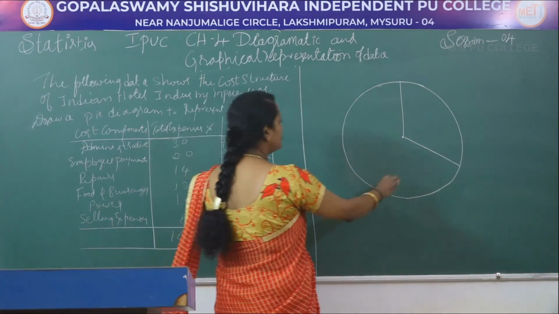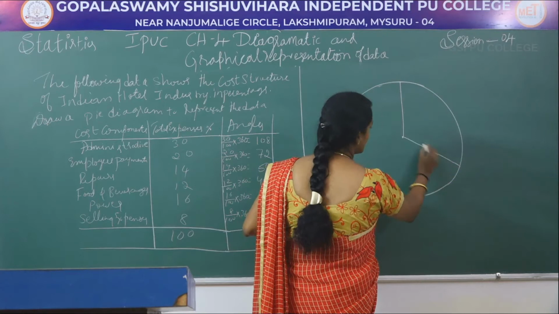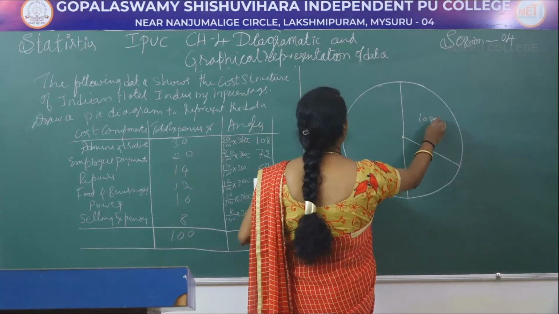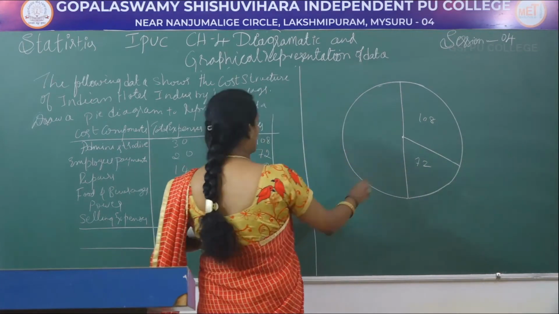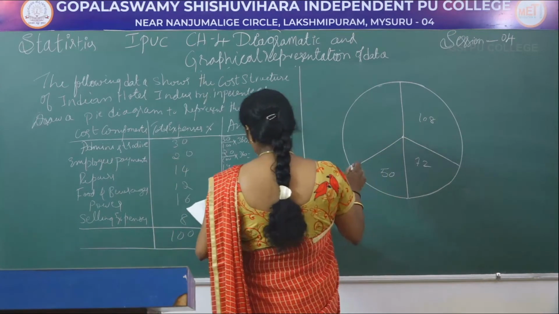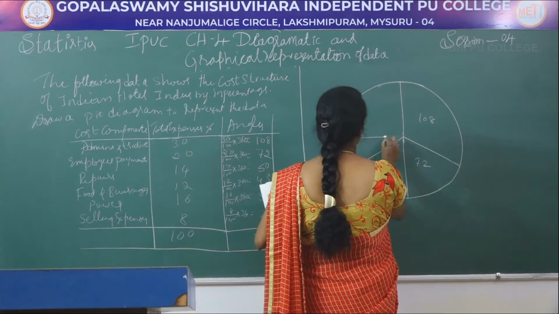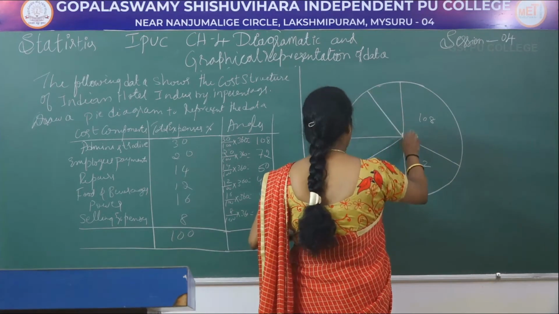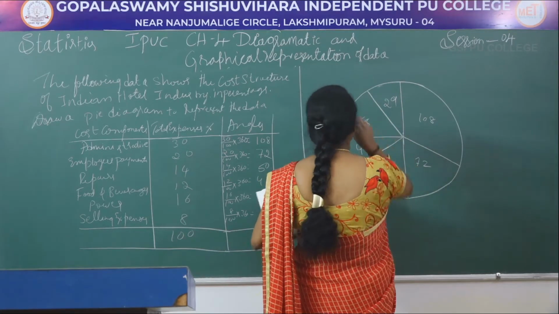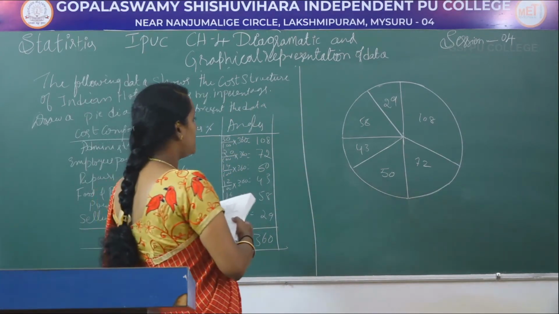And next is 72. Again you have to put the protractor here and count like this. On this line you have to put the protractor and count. So here this is 108, this is 72, and next is 50. Approximately I am writing this, so you know how to draw this. And next is 43, then 58, then 29. So this is how we have divided the angles in this circle.